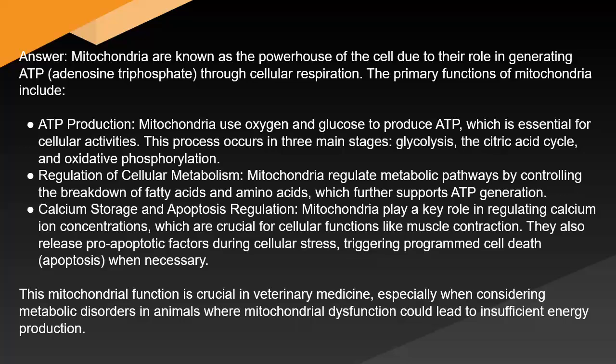The primary functions of mitochondria include ATP production. Mitochondria use oxygen and glucose to produce ATP, which is essential for cellular activities. This process occurs in three main stages: glycolysis, the citric acid cycle, and oxidative phosphorylation. Regulation of cellular metabolism: Mitochondria regulate metabolic pathways by controlling the breakdown of fatty acids and amino acids, which further supports ATP generation.